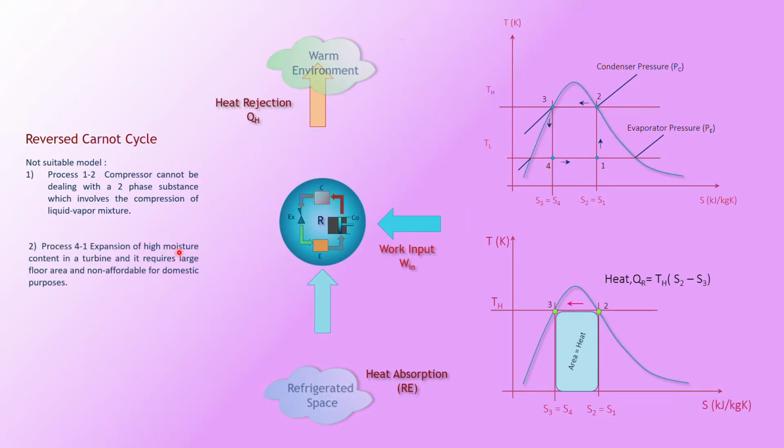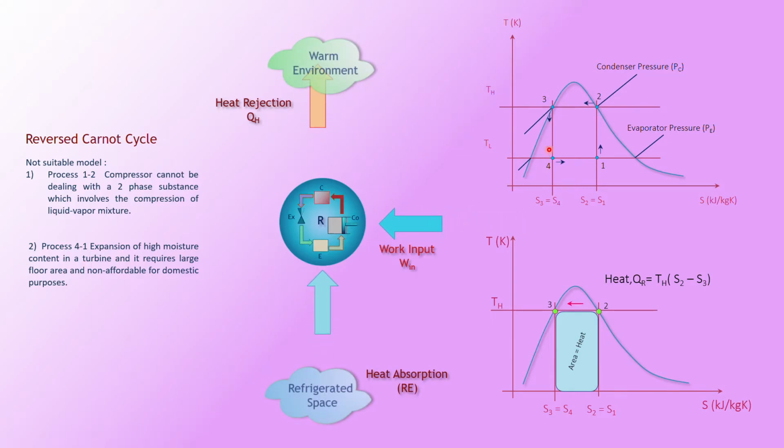So, the second point is why it is impractical. Why the reverse Carnot cycle is impractical as a refrigeration cycle is process 4 to 1. 4 to 1 here is where you have your evaporator. The device that we use here is the evaporator. Okay, so expansion of high moisture content in a turbine.